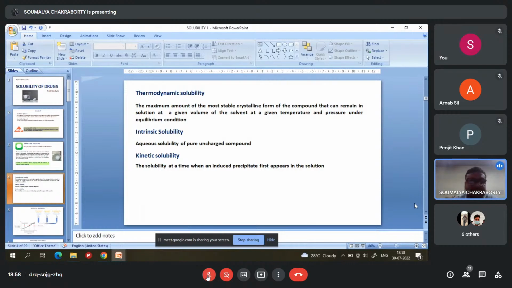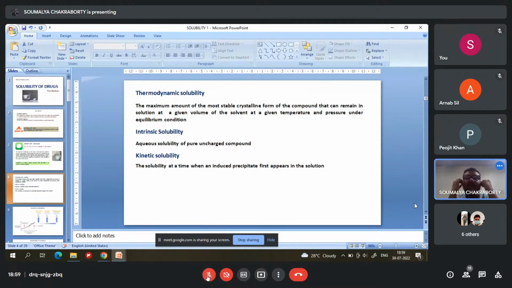If we vary these parameters, we can vary the thermodynamic solubility of a solute in a solvent. Okay, intrinsic solubility, that is aqueous solubility of pure uncharged compound. Sometimes some molecules show pH dependent solubility, and in the ionized state they show much more solubility in comparison to the unionized state. So intrinsic solubility strictly confines the definition of solubility to a point where we only talk about the uncharged or unionized compound.